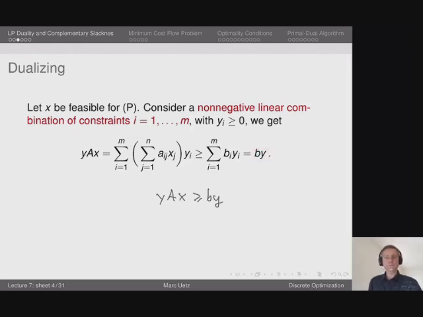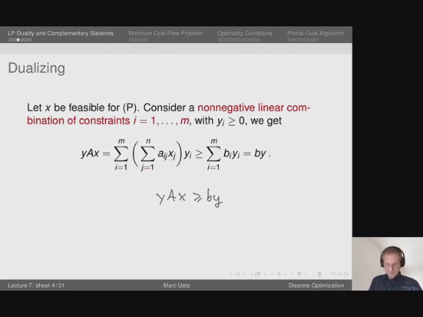Okay. Now, why did I do that? Well, I would like to relate this thing here with the original objective function value, which was c times x. Okay. So what we already know is that y times A times x is larger or equal than b times y, just because of the linear feasibility constraints in our LP.